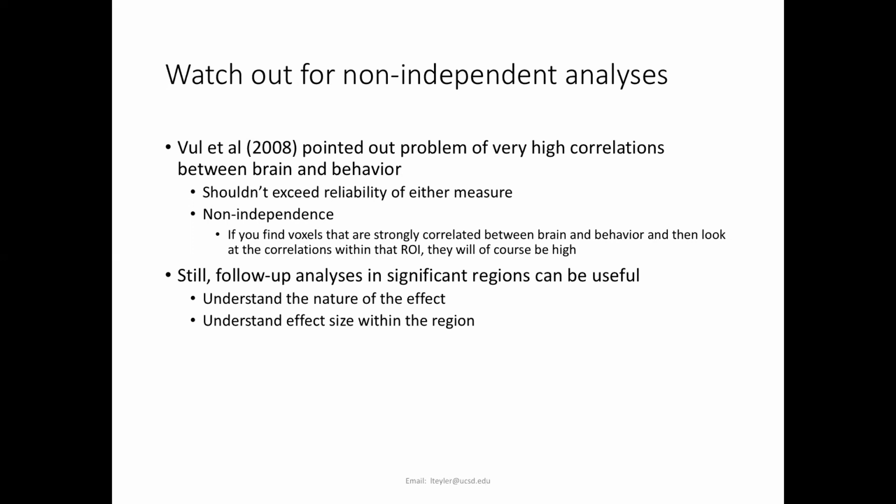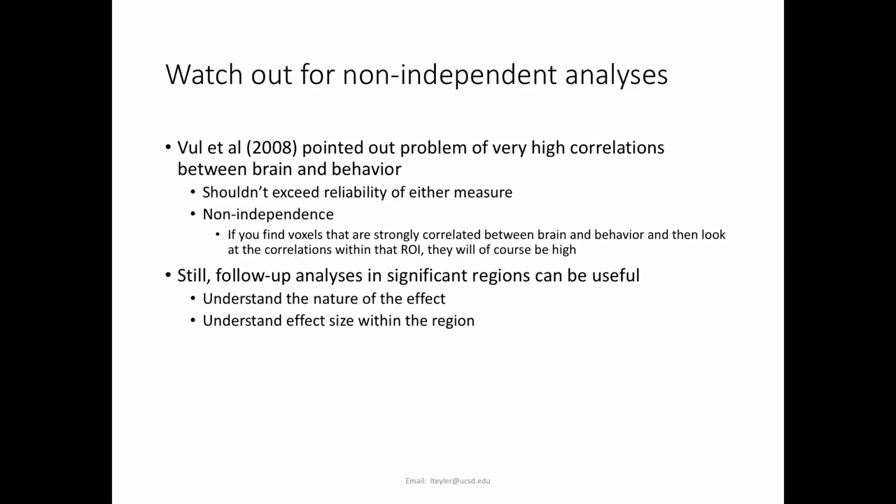So the other thing that this article pointed out is that a lot of people were reporting correlations between, say, brain and behavior that were in like the 0.8, 0.9 range, which seemed very unlikely given that both the brain measure and the behavioral measure probably didn't have reliabilities that high. And you may know that the correlation between two variables cannot be higher than either of the variables' test reliability. So how correlated they are to themselves, they can't be more correlated to something else than they are to themselves, if that makes sense.